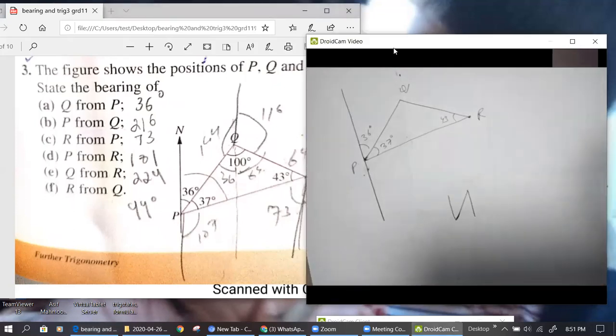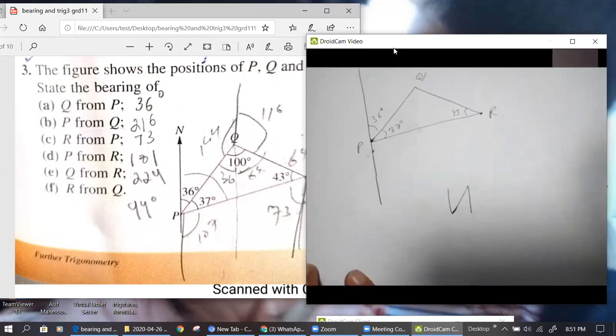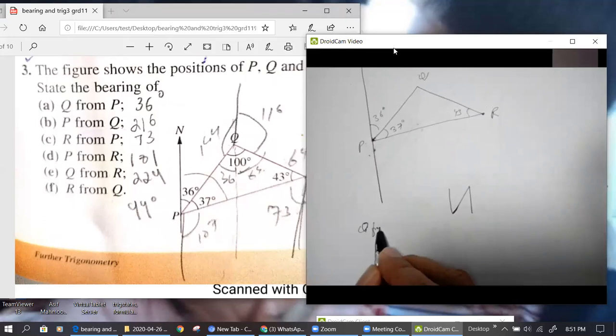Now what is first required? First requirement is Q from P. It's very easy, it's given. Q from P is 36, given. We only have to recognize this.